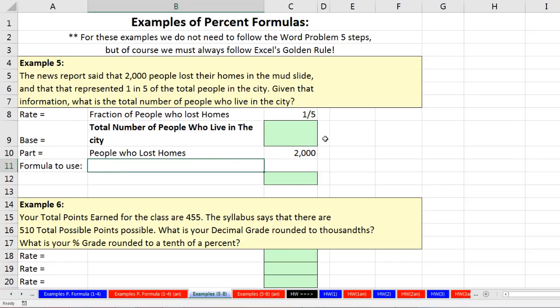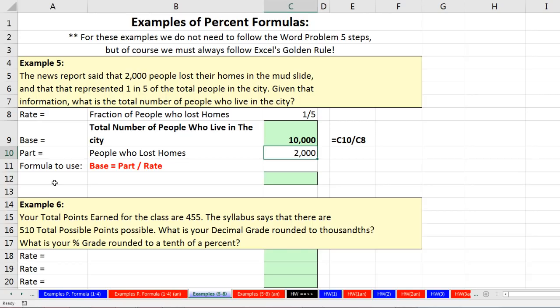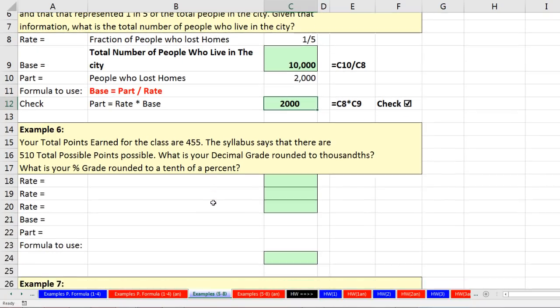Now the formula to use, we're solving for base, so that's base equals part divided by the rate, and enter. So let's do our formula. Equals, there's the part divided by up arrow, there's the rate. When I hit enter, 10,000 people. That's the total number in the city. Now we can check. We have the base, so I can either choose rate or part. I'm going to choose part. Part equals rate times base, equals rate of 1/5 times the total people. Better give us 2,000. And yes, it does. Check.